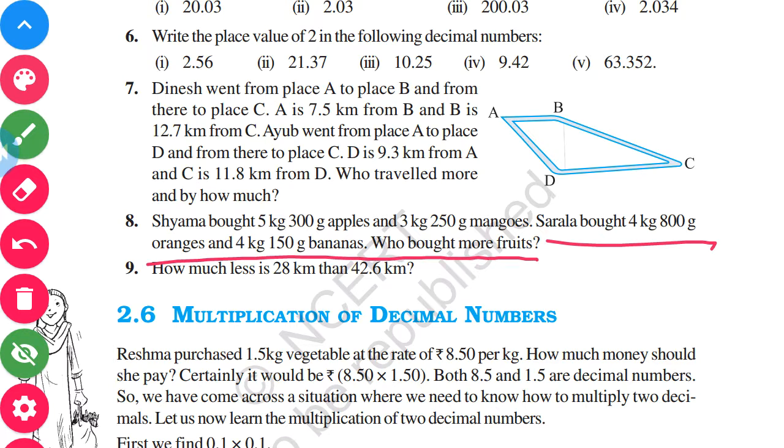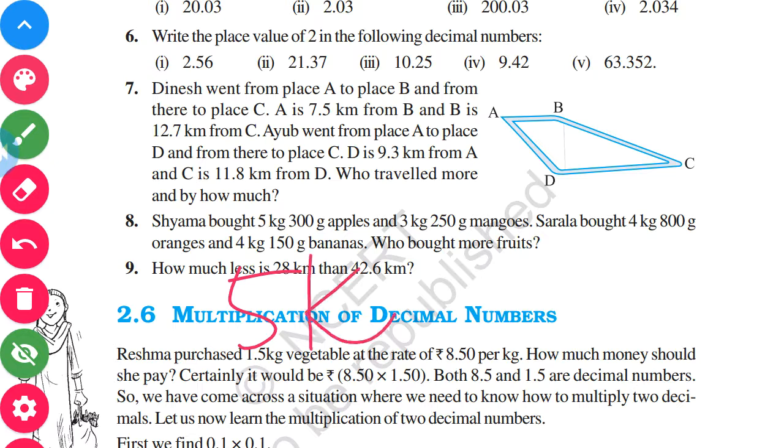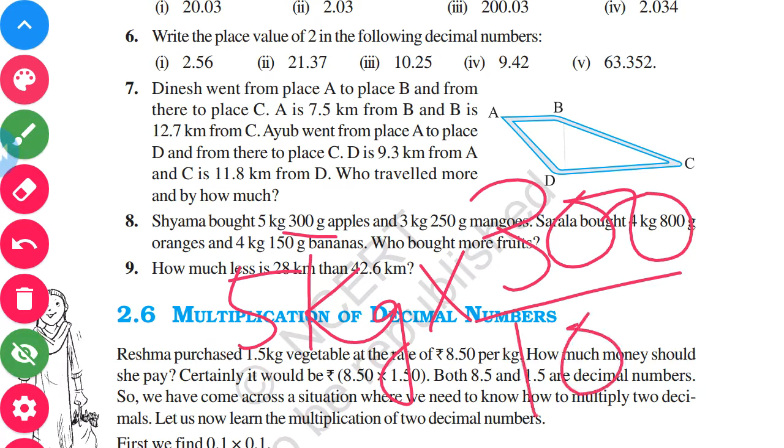So here you need to convert this in terms of decimal first. Okay, these all values. So if I just see here, it is 5 kg 300 grams. So how would I do it? 5 kg is already in kg, so don't disturb it. 300 grams you have to convert in terms of kg. So if I want to convert 300 into kg, 300 divided by 1000. 3 zeros, 2 zeros will get cancelled.